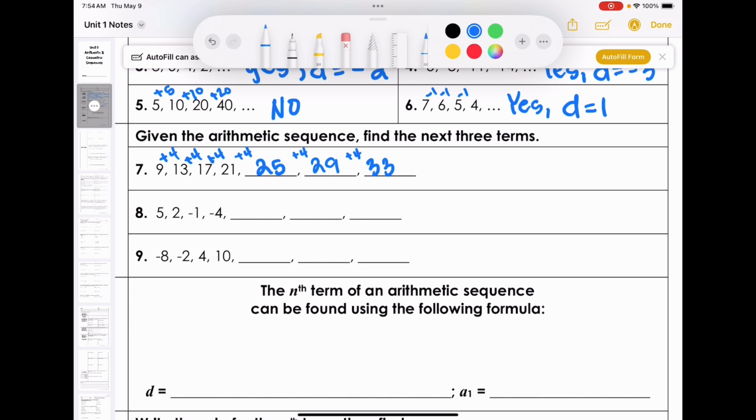All right, number 8, we have 5, 2, negative 1, negative 4. So for this one, we're subtracting 3 every time. So negative 4 minus 3 is negative 7. Negative 7 minus 3 is negative 10. And negative 10 minus 3 is negative 13.